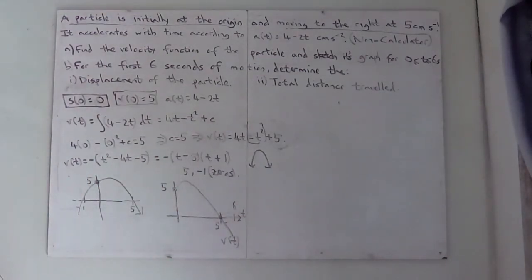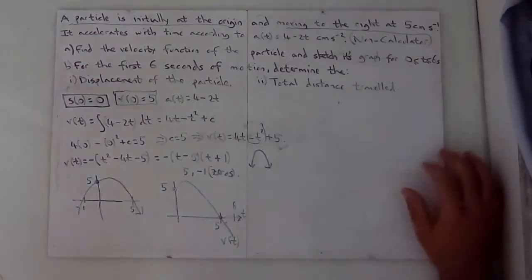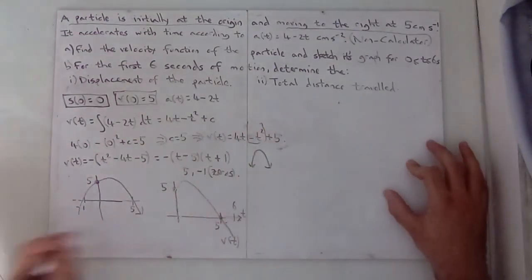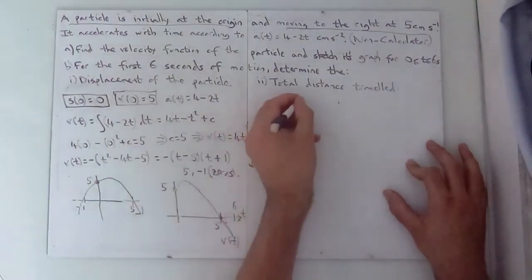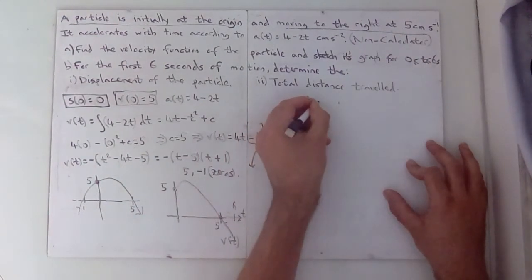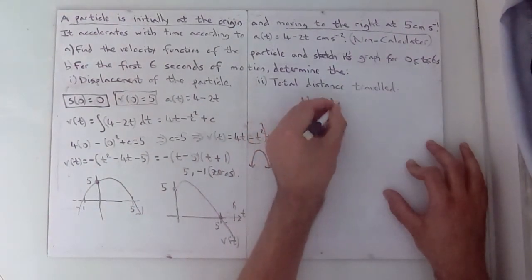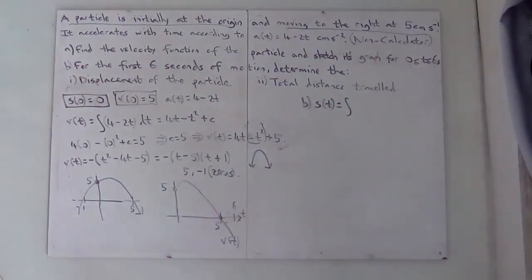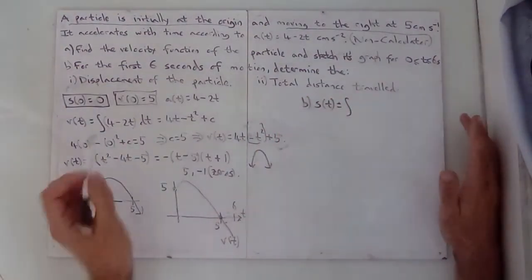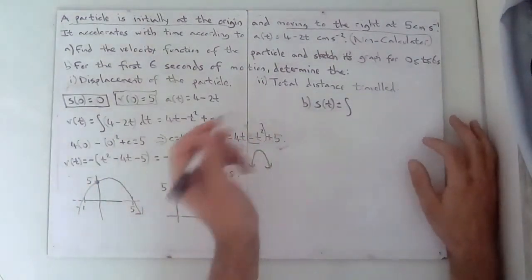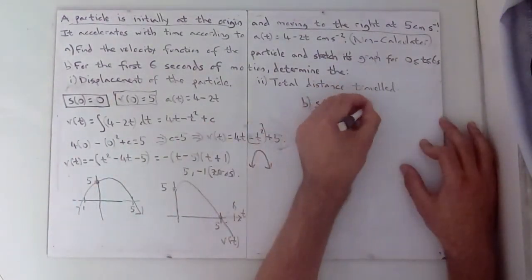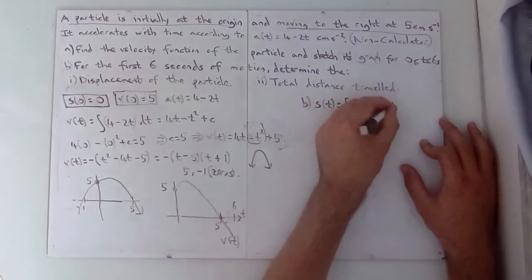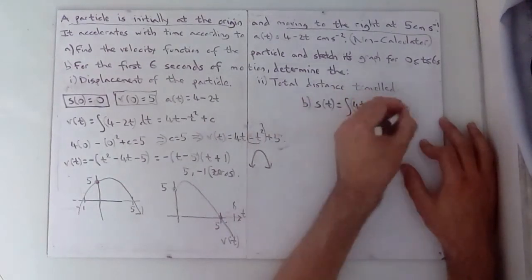So we are going to need a displacement function. This is now part B, and we're going to need s of t. So that's going to be the integral of v(t) dt, so the integral of 4t minus t squared plus 5 dt.